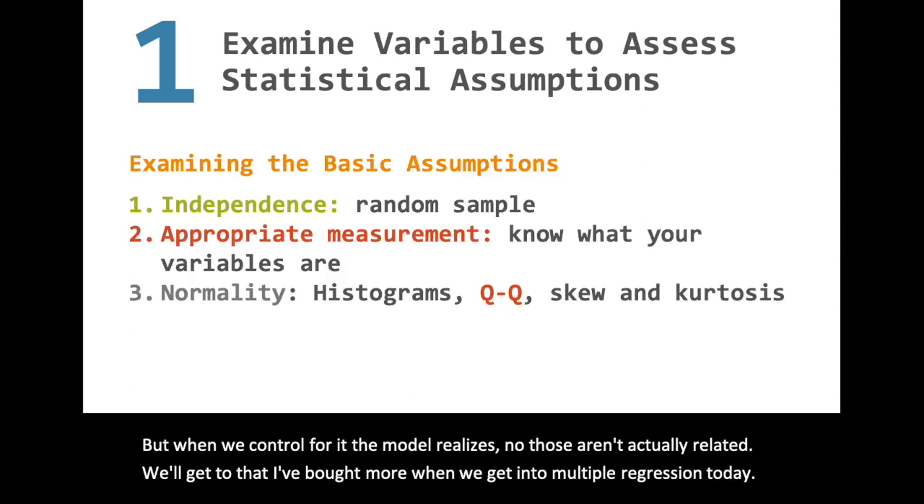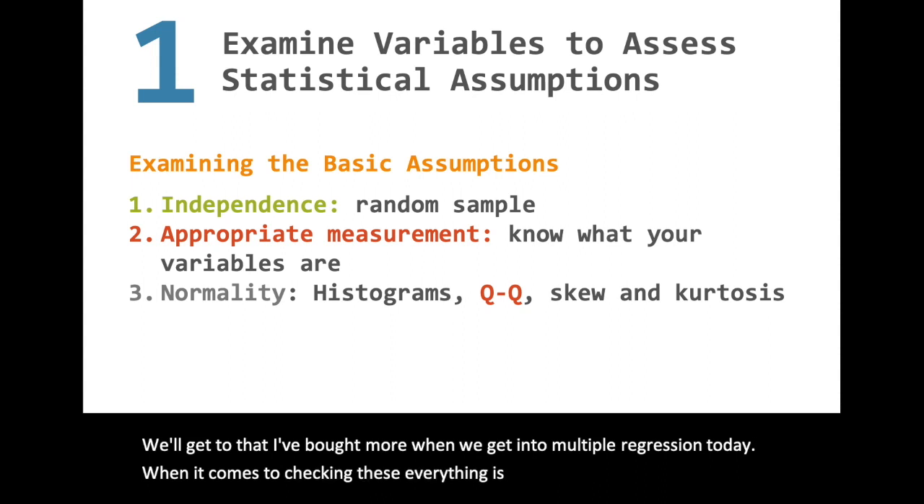When it comes to checking these, everything's basically the same. For normality, we're using a QQ plot.